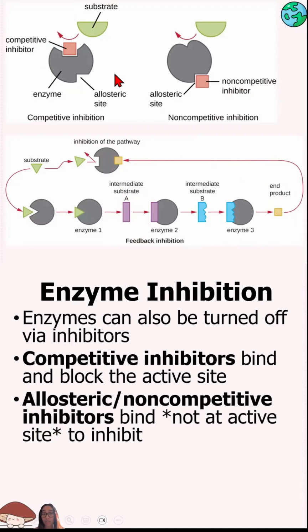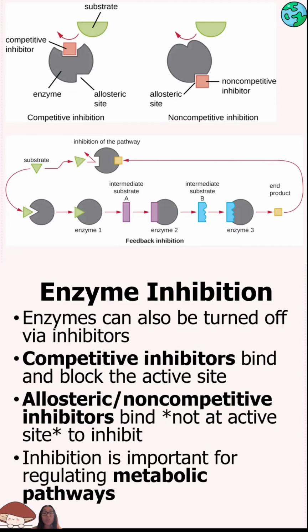Or there's allosteric, also known as non-competitive inhibitors. They bind to the allosteric site, which is, again, somewhere else on the enzyme. So here's our enzyme, here's its active site. The inhibitor is somewhere else, and that prevents the enzyme from doing its job. So those are two ways that we can inhibit.